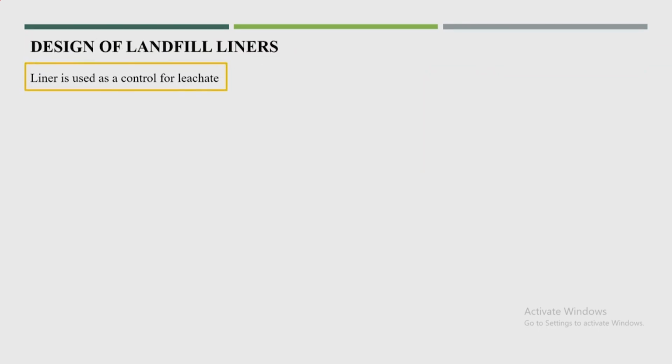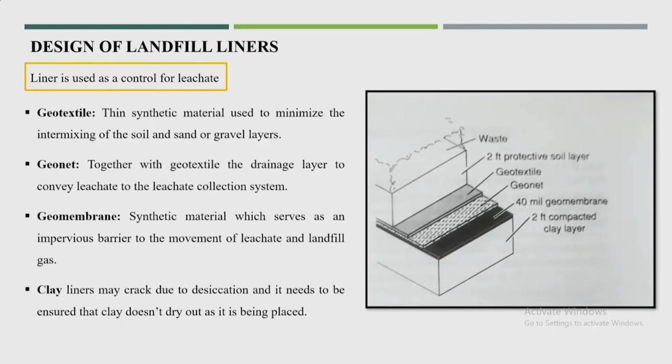So, how to design the landfill liners? Majorly you can see that when you talk about liner, it will start from the bottom: a 2 feet compacted clay layer, followed by geomembrane, geonet, geotextile, and again the soil layer, and after that we can deposit the waste onto that. So, what is the benefit of having these kinds of liners?